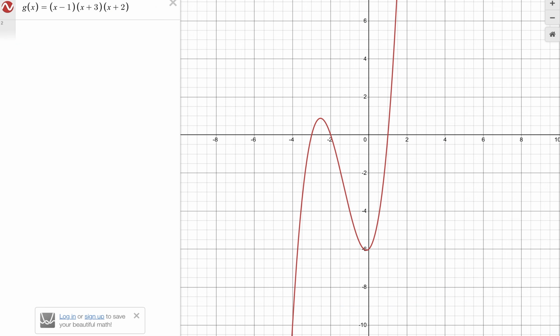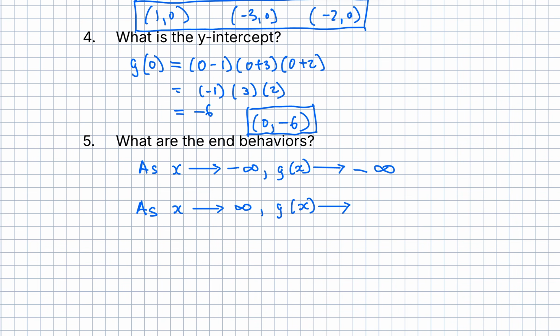And then as x moves to the right to positive infinity, what happens to the function? You'll see that the red line just goes straight up into infinity. So as x goes to positive infinity, my function also goes to positive infinity, okay? So those are our answers.